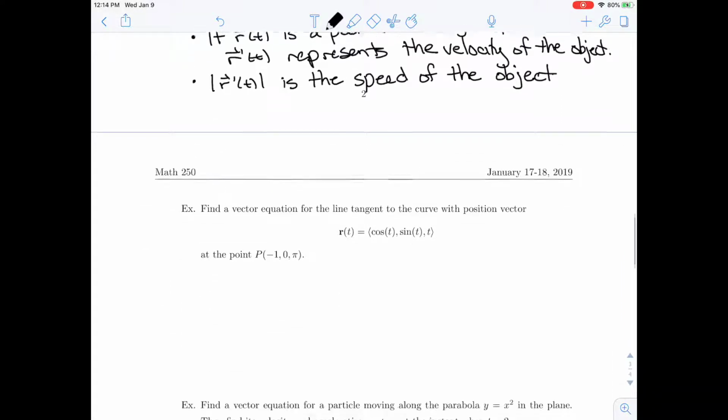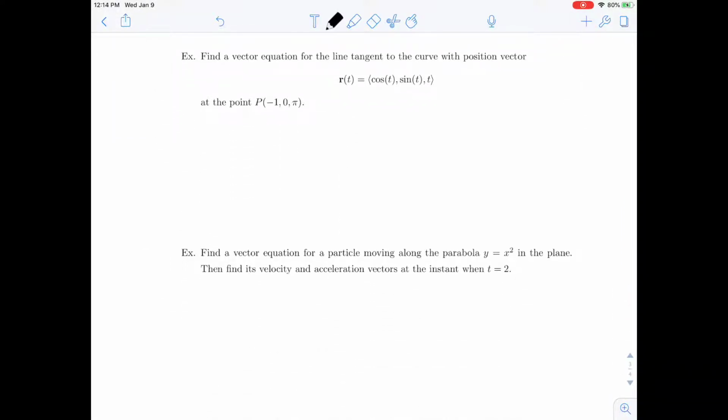Okay, let's move on to a couple examples. So let's find a vector equation for the line tangent to the curve with position vector cosine t, sine t, and t. So this is a helix, like we had seen before. And now we want to find a vector equation for the line that's tangent to that curve. Okay, so if we need an equation for a line, we're going to need a point, and then we're going to need a vector that's pointing in the direction of that line.